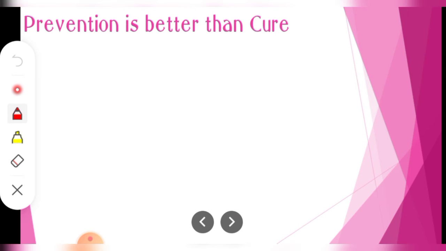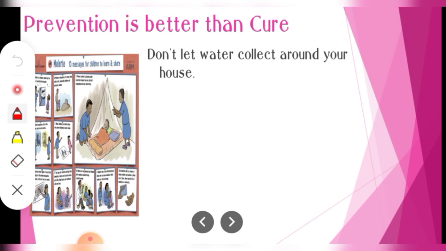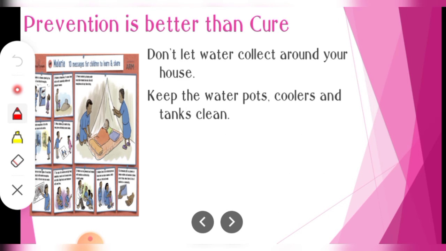Now, prevention is always better than cure. It is better to take some preventions rather than taking bitter medicine. So let us see some of the preventions that we should take to protect ourselves from malaria. First one is, don't let water collect around your house. Keep the water pots, coolers and tanks clean.